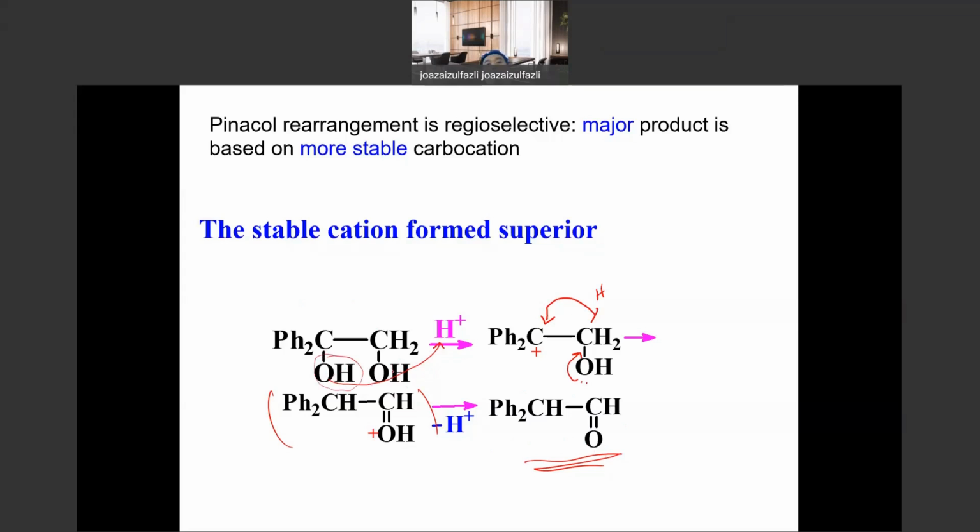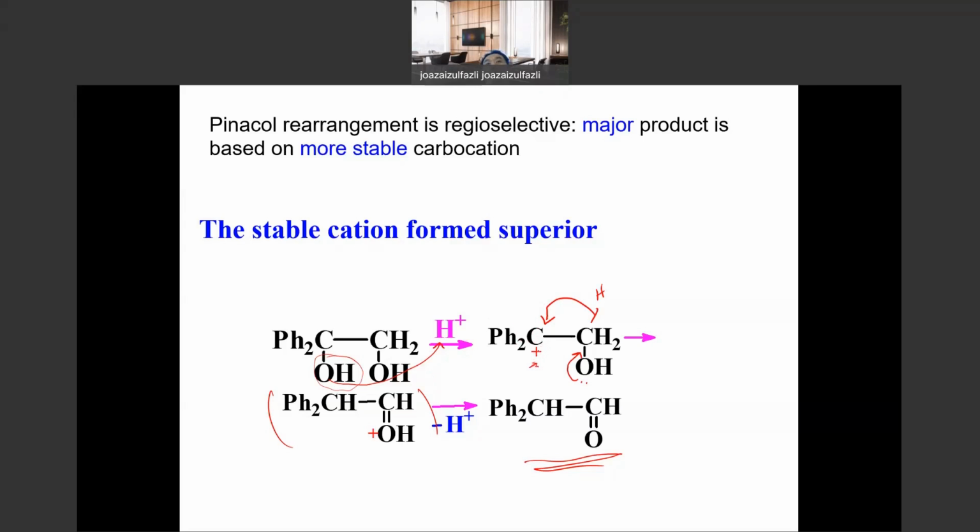For this particular compound, why does the protonation occur at this hydroxy and not the other hydroxy? This is the concept of the stability of carbocation. If you take the proton from this side and then lose water to form a carbocation, this carbocation is a benzylic carbocation. It is stabilized by the delocalization of the benzene ring.